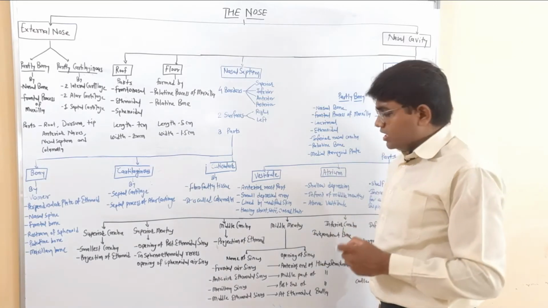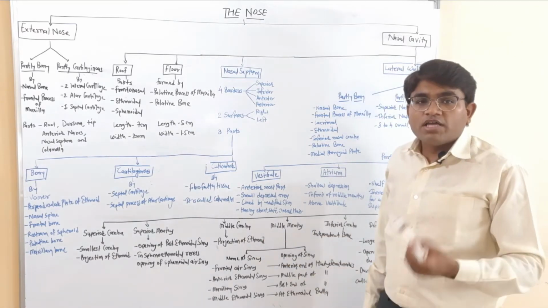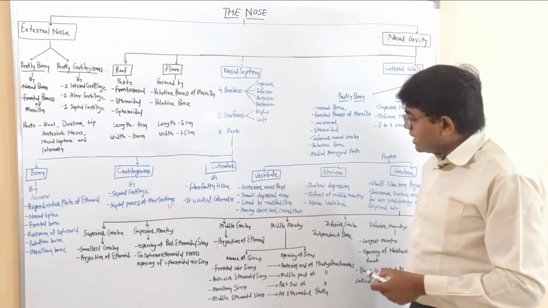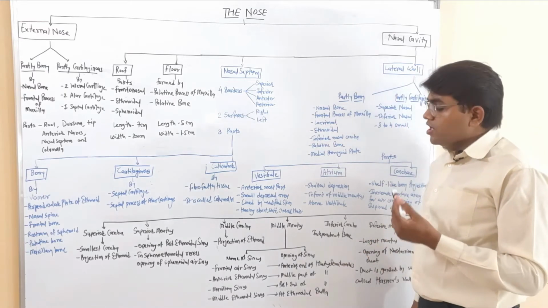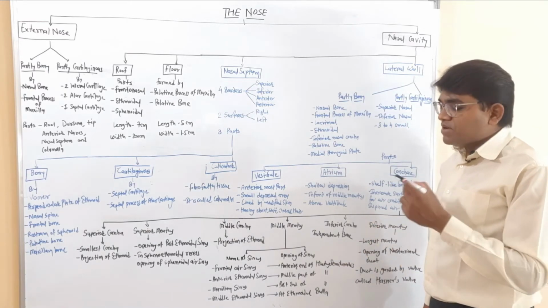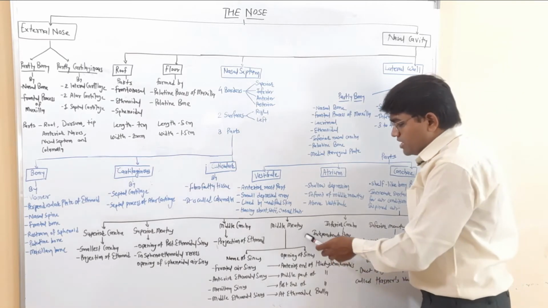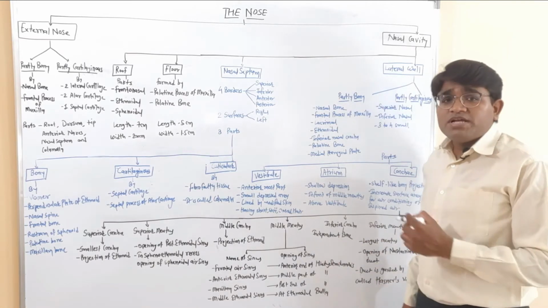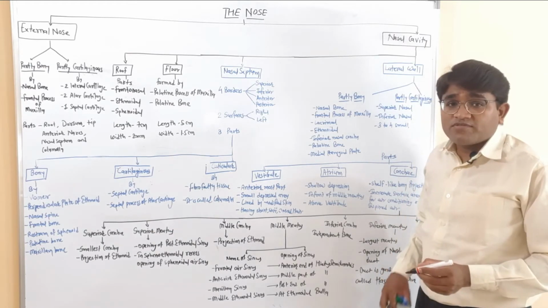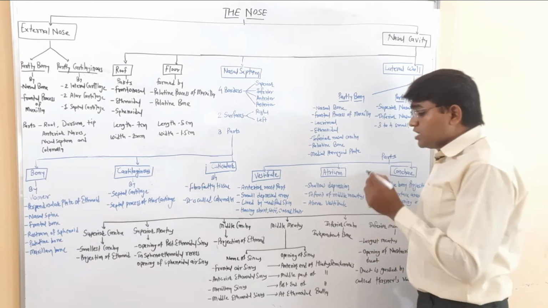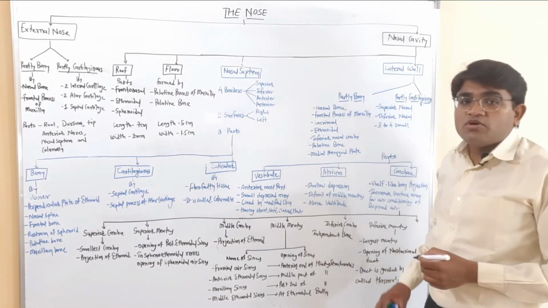Then the middle concha. The middle concha is also a projection of the ethmoid bone. Okay. Then the middle meatus is present inferior to the middle concha, means in between the middle and the inferior concha. In this middle meatus there are two main structures present, and they are the ethmoidal bulla and the hiatus semilunaris.